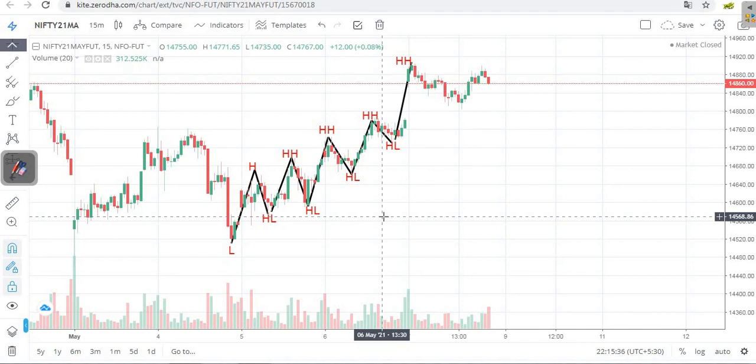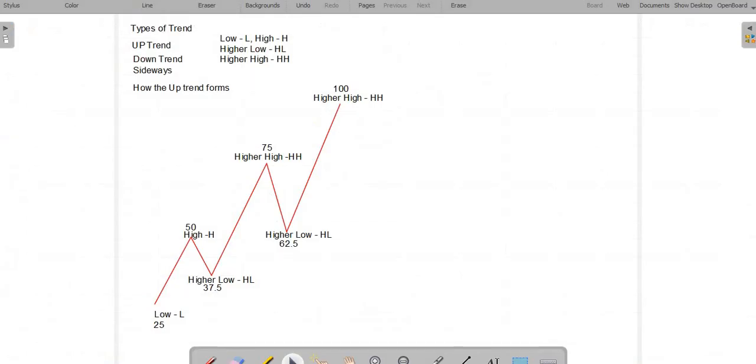And I hope this video helps the beginners and the experienced persons as well in a logical way. This is the logic behind how the uptrend forms. In future we will check out the next trends, the downtrend and sideways. Sideways is a big concept. We will go into it later.